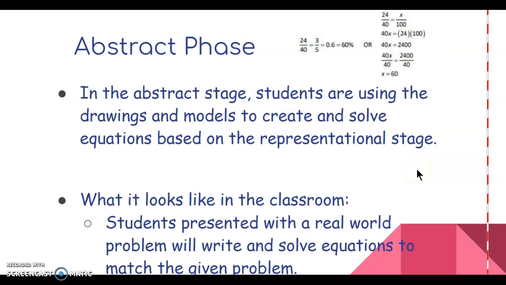The last phase in this is the abstract phase, the last phase that I'm talking about. It's not the last phase in the CRA. So in the abstract stage, students are using the drawings and models to create and solve equations based on the representational and concrete stage. What it looks like in the classroom is that students are presented with a real-world problem and they write and solve equations to match that given problem.